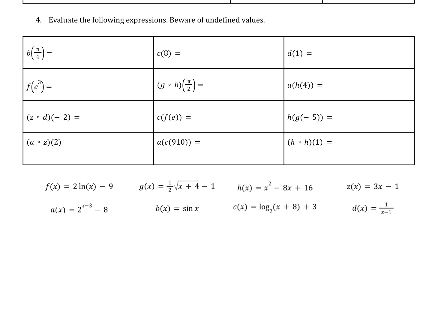This is a sine function. There's only 2 instances where I use b of x. I'm going to just give you the answers. B of pi over 4 is just root 2 over 2.